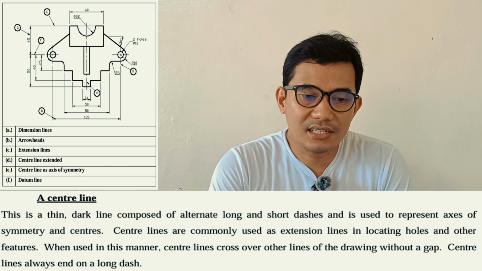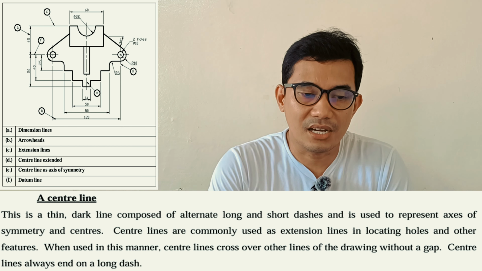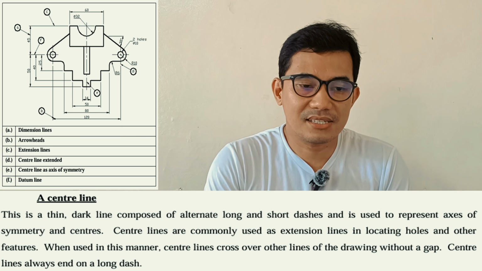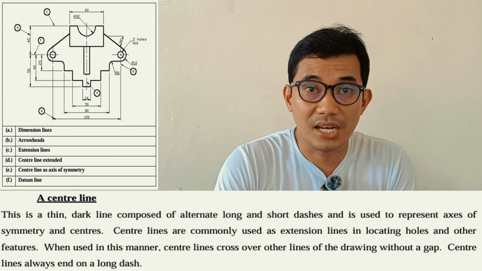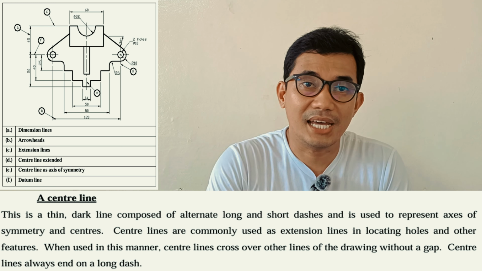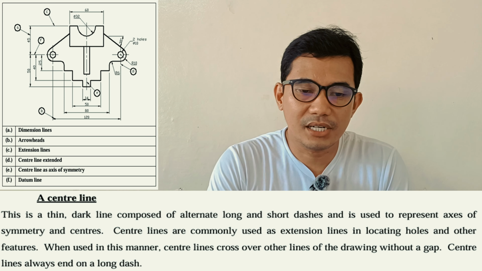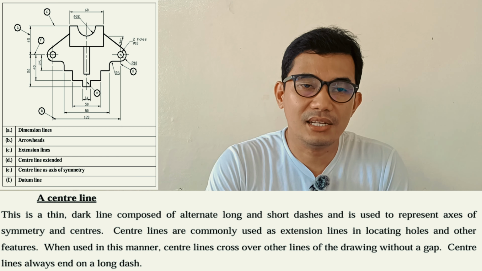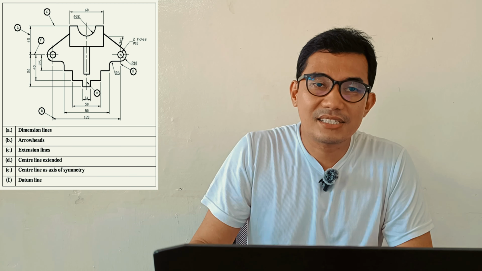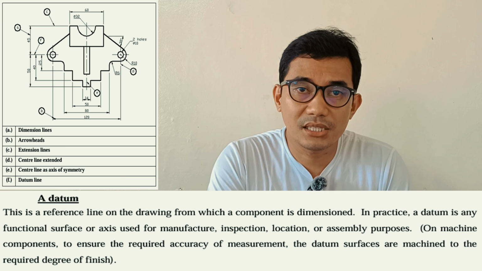This is a thin, dark line composed of alternate long and short dashes and is used to represent axes of symmetry and centers. Center lines are commonly used as extension lines in locating holes and other features. When used in this manner, center lines cross over other lines of the drawing without a gap. Center lines always end on a long dash. And then next, a datum. This is a reference line of the drawing from which a component is dimensioned.